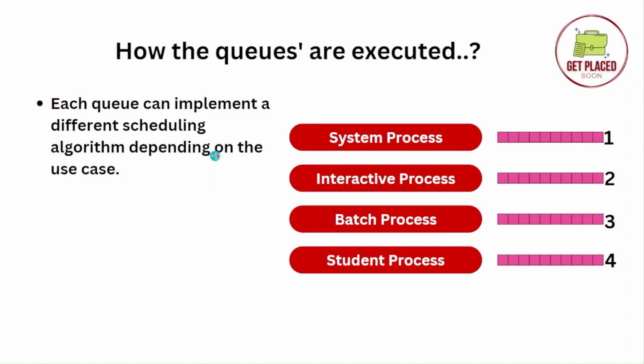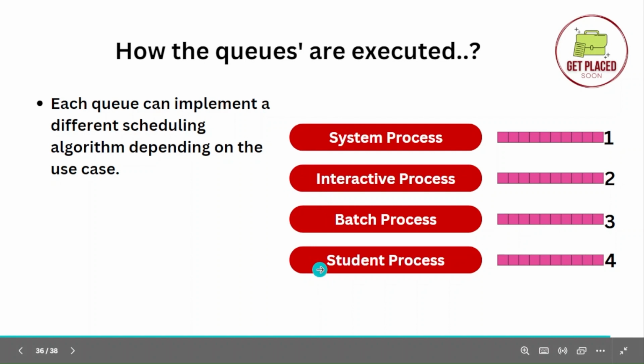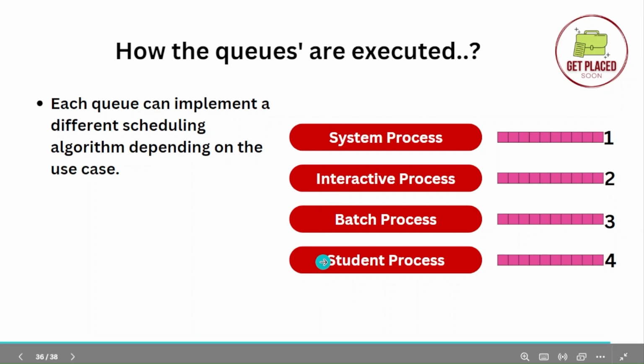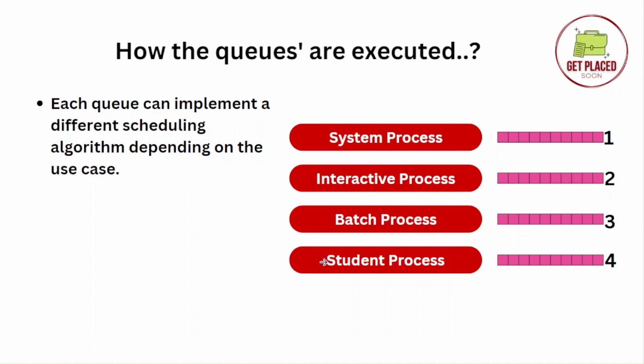To understand that, all the processes inside this queue can implement a different scheduling algorithm depending on the use case. So, Q1 will have some kind of scheduling algorithm, Q2 will have another type of scheduling algorithm, Q3 can have a different one. So, for example, let's say system process might use FCFS, first come first serve. Interactive process might use shortest job first. Batch process can use something else. Student process can use something else. So, it totally depends on the use case, right? So, this is how multi-level queue scheduling works.